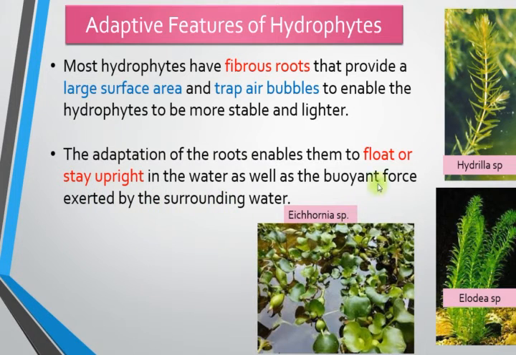These are examples of the hydrophytes: Hydrilla species, Elodea species, and also Eichhornia species. Eichhornia species refers to the pokok apa? Keladi bunting.